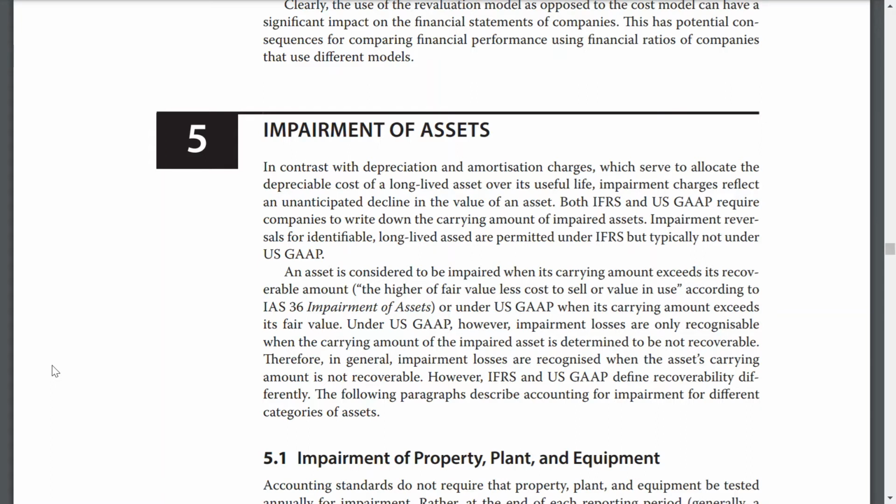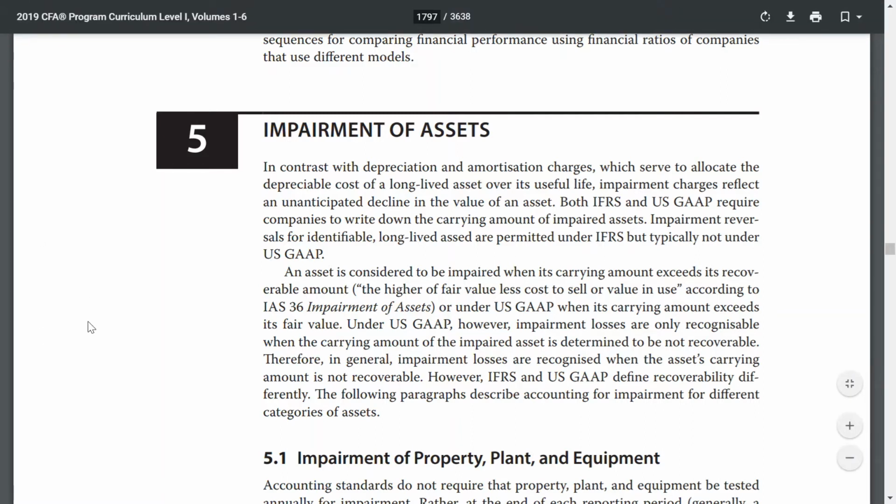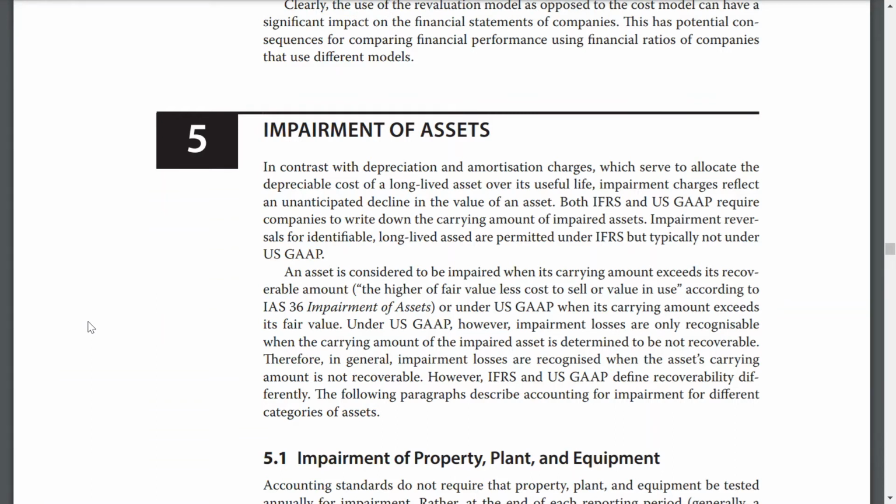An asset is considered to be impaired when its carrying amount exceeds the recoverable amount. Under US GAAP, however, impairment losses are only recognized when the carrying amount of the impaired asset is determined to be not recoverable. Therefore, in general, an impairment loss is recognized when the asset's carrying amount is not recoverable. However, IFRS and US GAAP define recoverability differently. The following paragraphs describe accounting for impairment for different categories of assets.